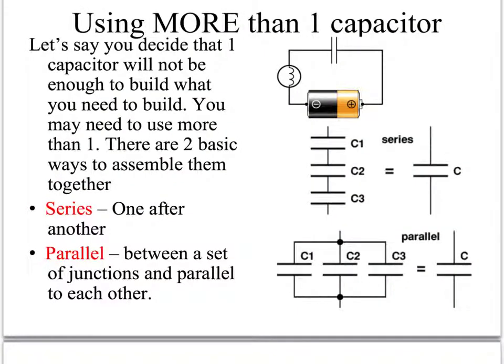Let's say what we're trying to build will not work if we only use one capacitor. So we're going to have to use several. There's two basic ways to assemble more than one capacitor together. The first way is in a series. That means we place one right after another one. We can also assemble them in parallel, which is between a set of junctions and parallel to each other. You can see that these lines for each capacitor are parallel.